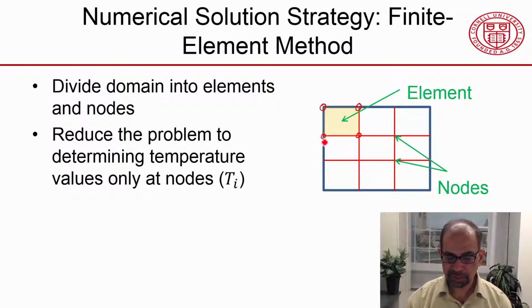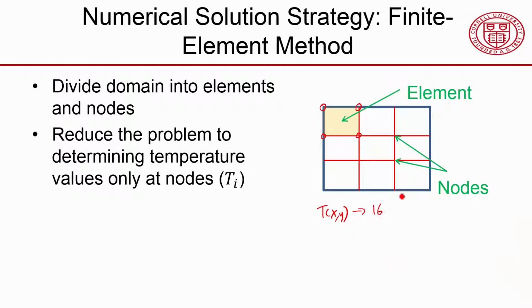And then we reduce the problem to determining temperature only at the nodes. Here I have 16 nodes, 4 times 4 rows of these. So I have 16 nodes. So I'm going from determining temperature everywhere, so needing to determine a 2-dimensional function, to determining 16 temperature values. And that's a big simplification, and that's the advantage of discretization.